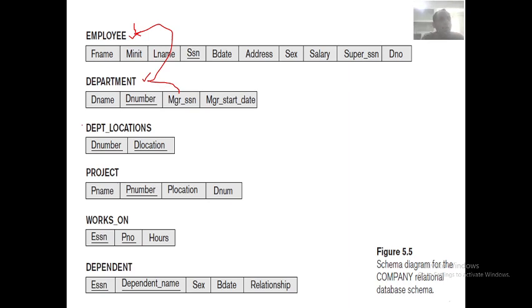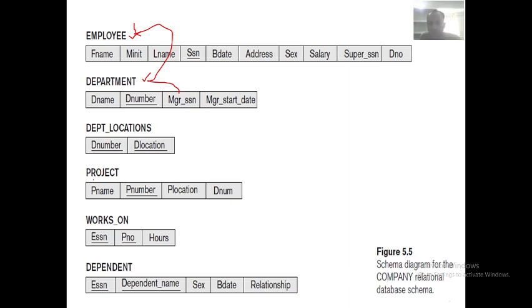Got it? And tell me, what is the entity type? What is the entity name? Kiran Garu. Department locations, sir. Department locations is the entity type, these are the attributes, these two are the key attributes, and this is the foreign key. Okay, good.